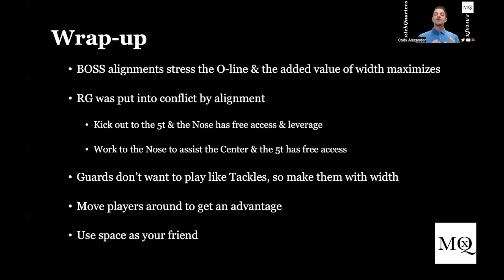The right guard for the Texans was put into conflict by alignment. Kick out to the 5 tech, and the nose has free access and leverage. Work to the nose and to assist the center, and the 5 tech now has free access. And that's what happens. He punched the 2-eye before he worked to the 5 technique, and he just didn't have time, right? That guy got there too quickly. He was able to get a sack fumble. Guards don't want to play like tackles.